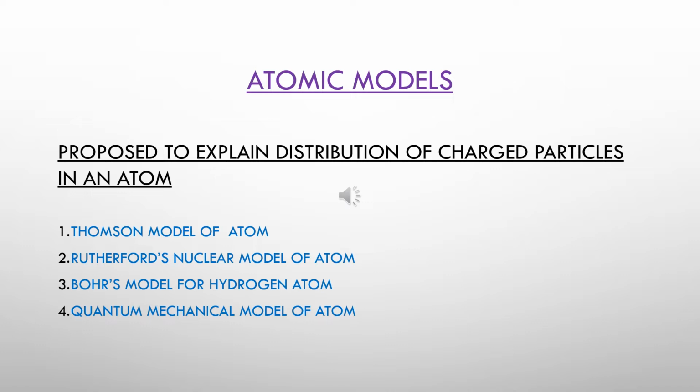The first atomic model which was put up was J. J. Thomson's model of atom. Due to some of its demerits and the further study carried out by Rutherford, the next model for an atom was put up by Rutherford. After this, Bohr put up his model of atom, and under our study, the last model of atom that we are going to study is the quantum mechanical model of atom. Let us take up our study.